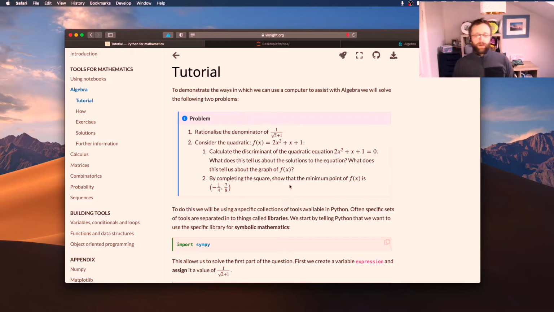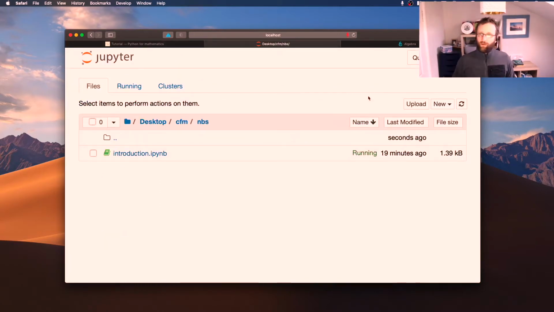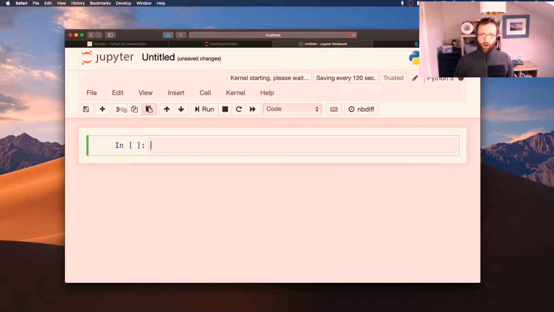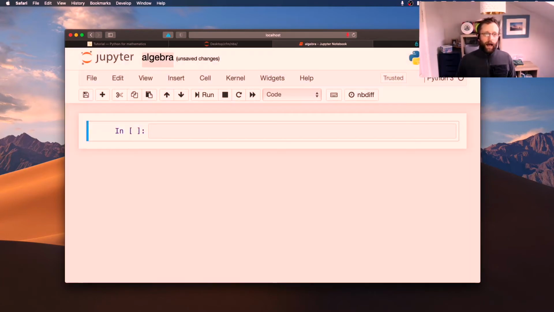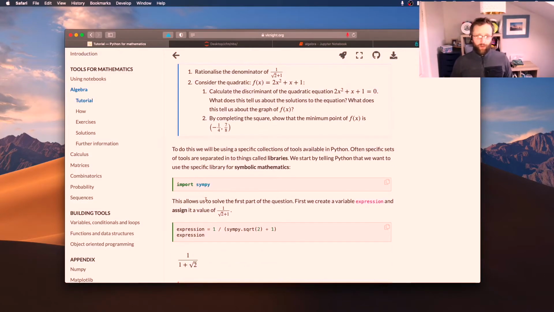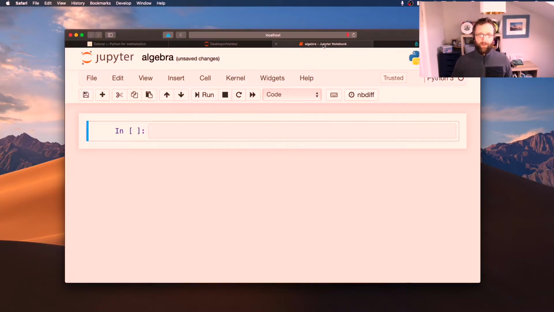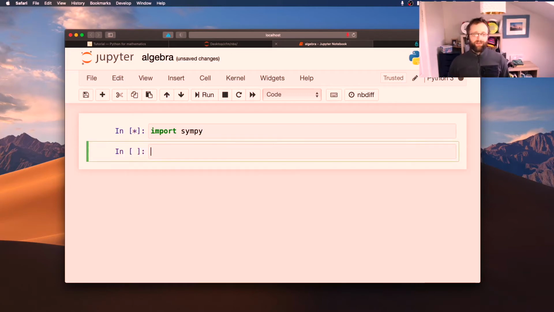All right? So what we're going to do is navigate to our folder with our notebooks in it, and I'm going to go ahead and create a new notebook, and I'm going to call this algebra. Okay? And the very first line of this tutorial tells us to import SymPy. And again, don't worry too much about understanding what we're doing at the moment, that comes later.